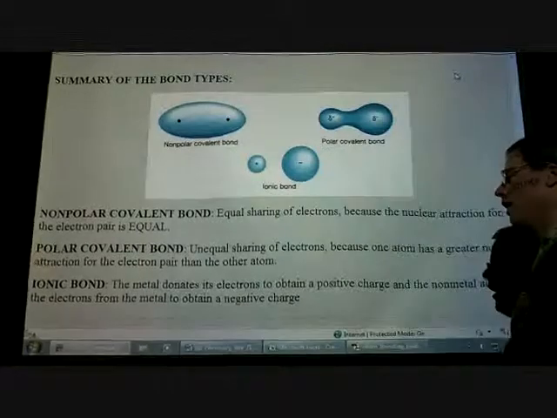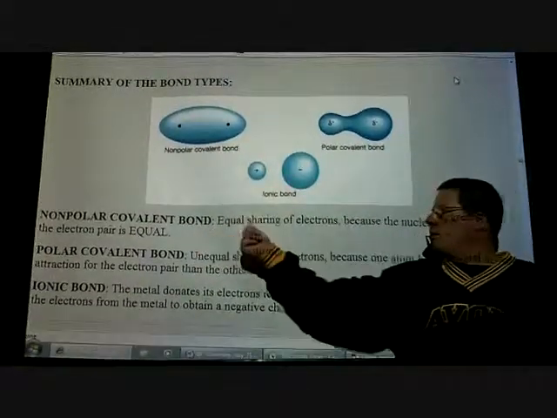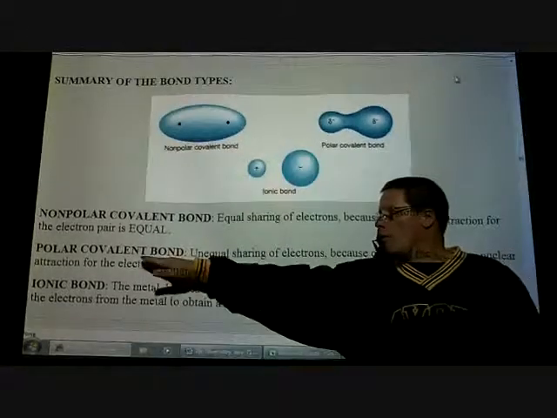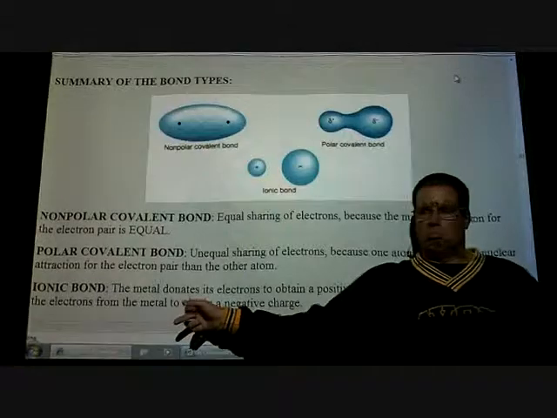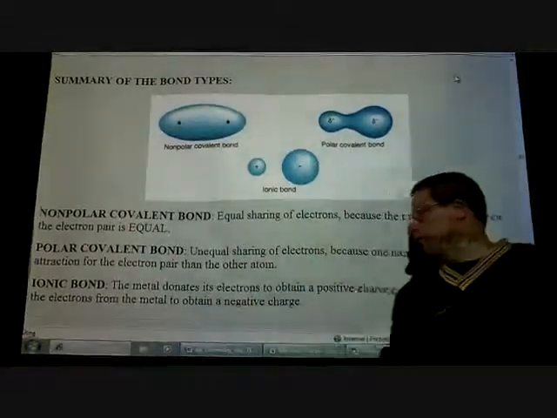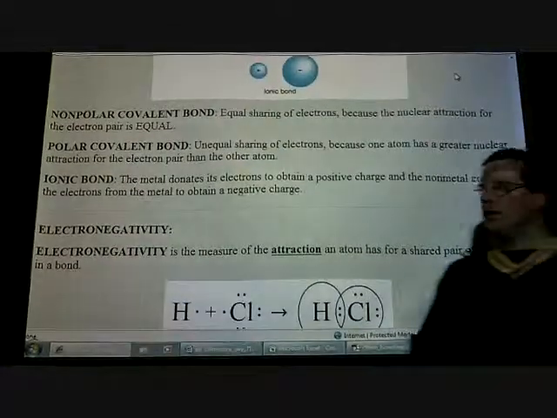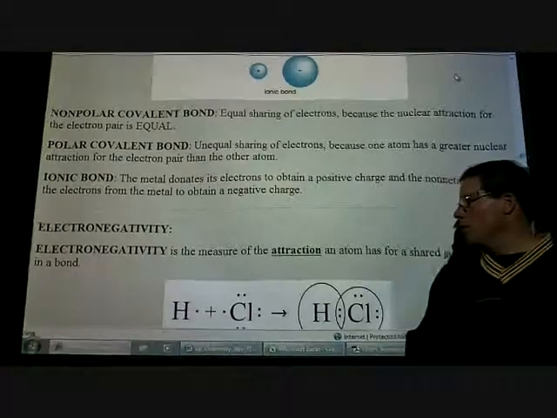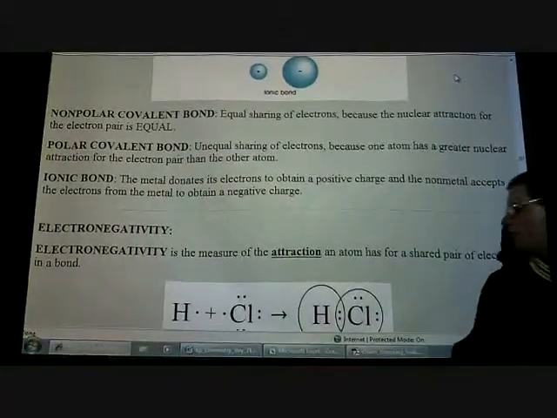Sorry. So again, here are your three different types. Nonpolar covalent means that we have equal sharing. Polar covalent means we have unequal sharing. And then ionic means there's no sharing. It's a donation or an acceptance. All right, so electronegativity, again, is the measure of the attraction or the affinity for other atoms' electrons.